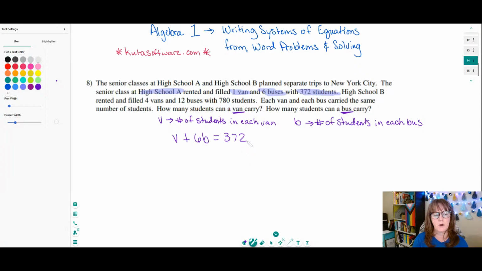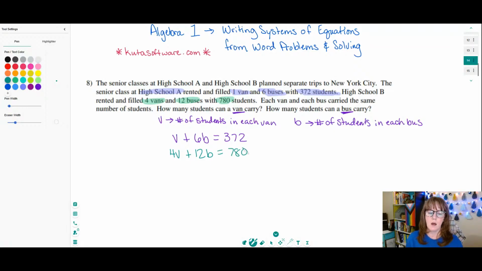All right. And then let's use green for the other one. For high school B, we've got 4 vans and 12 buses. So they have more students. They have more of each type of vehicle. So then for high school B, we have 4 times the number of students in each van plus 12 times the number of students in each bus equals 780.